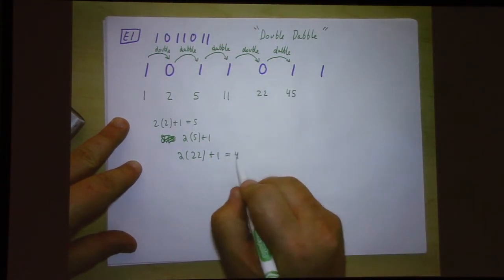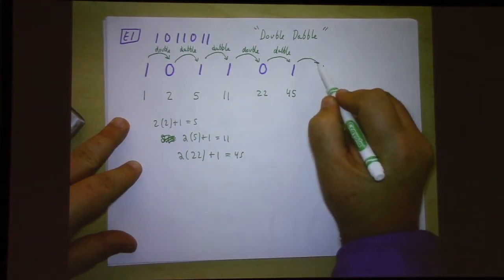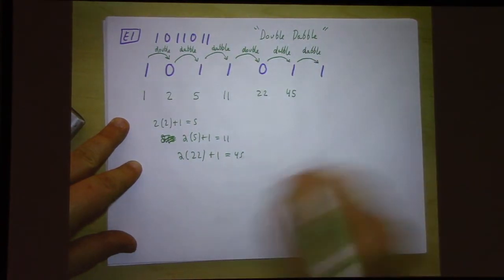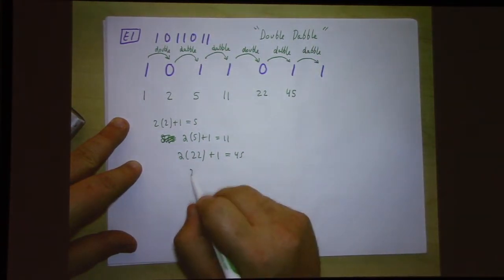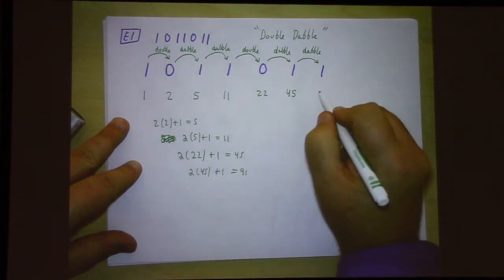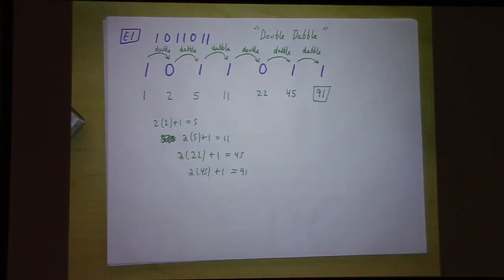See that? And then I dabble again, right? So I do 2 times 45 plus 1, what does that get me? What did we have? Isn't this stupid? So this is the double dabble method for calculating a binary number. Want to try it on another one? Let's try it on something smaller.